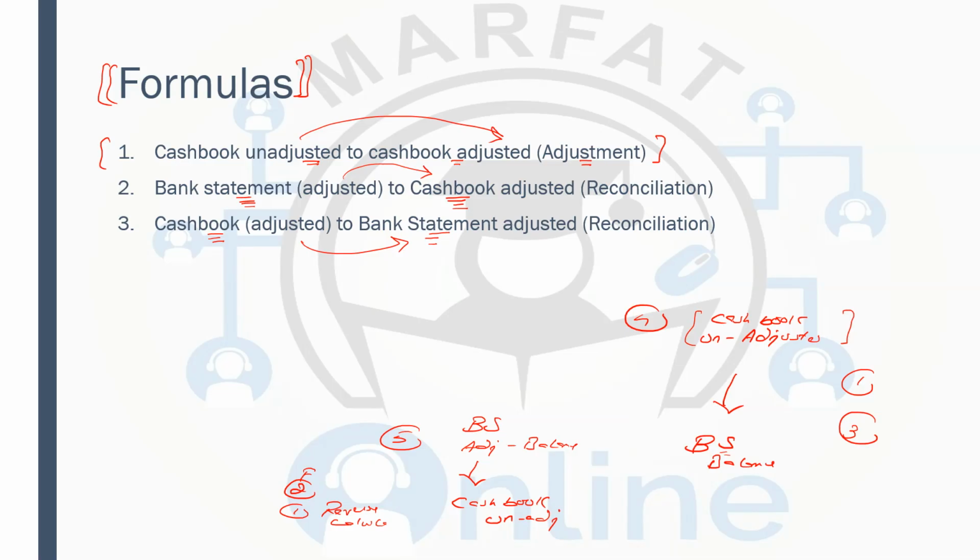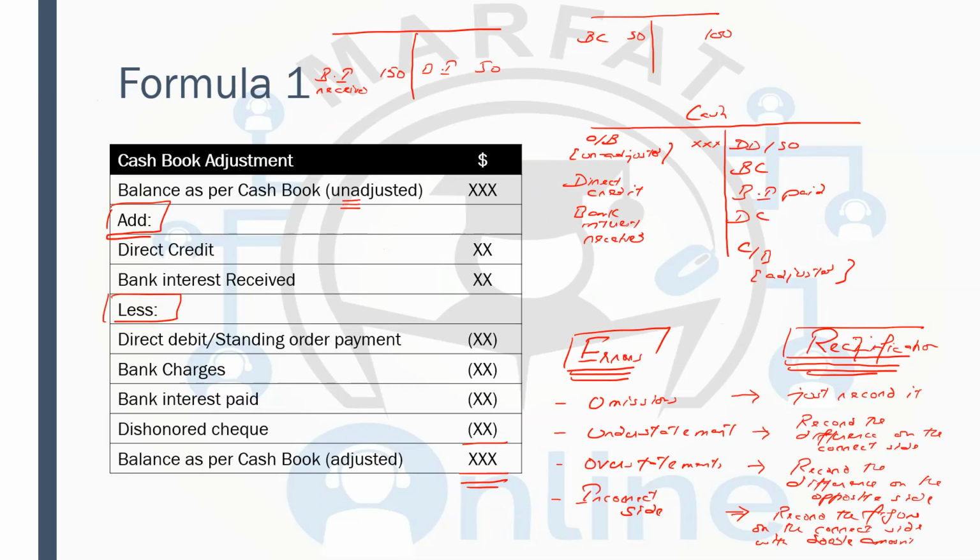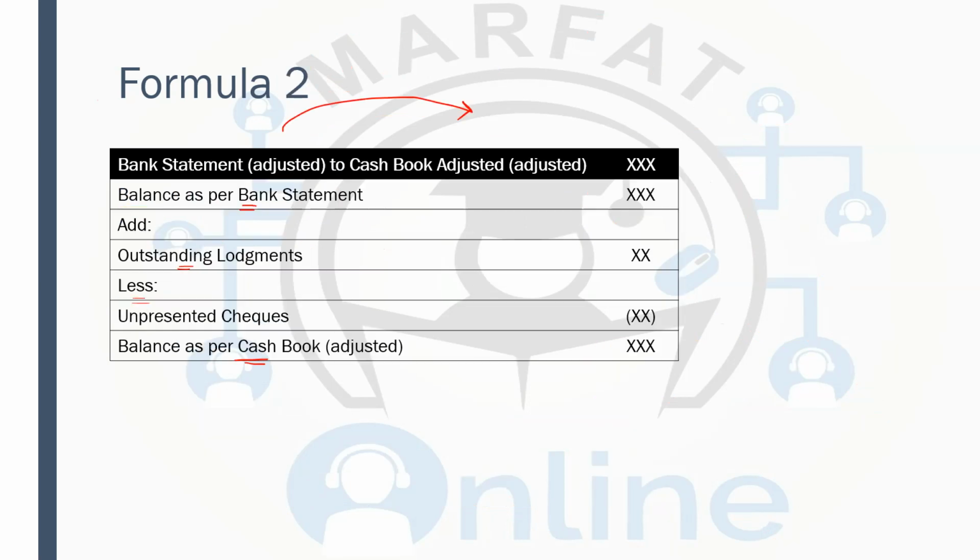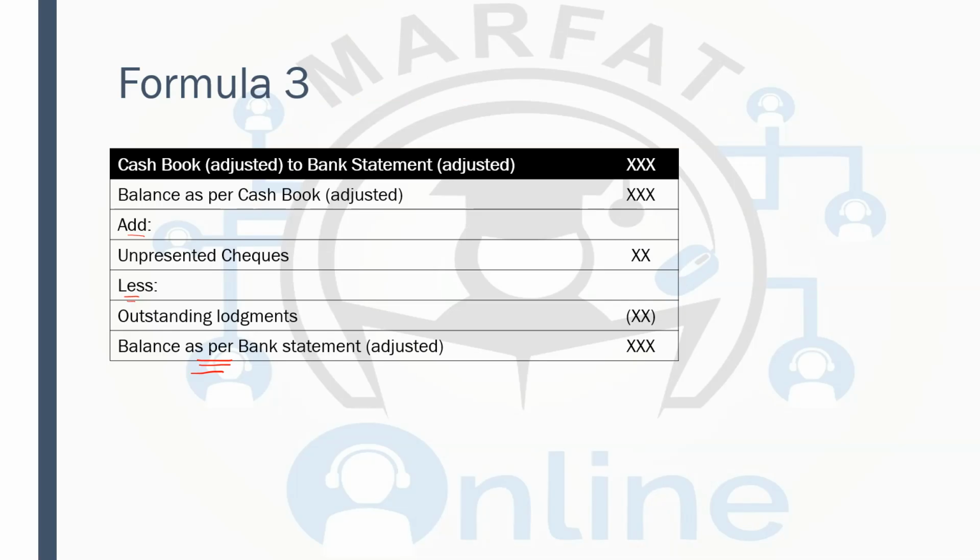So if you want to do the bank reconciliation, remember this thing, that you need to have a grip on these 3 formulas. Formula number 1 is very important because it can be done in the statement form, it can be done in the T account form, and then the rectification of errors is very, very important. The formula number 2 is about reaching from the bank statement balance to the cash book balance. The formula number 3 is about the cash book to the bank statement balance.